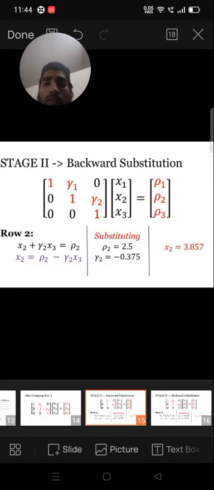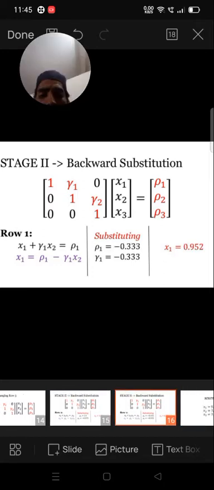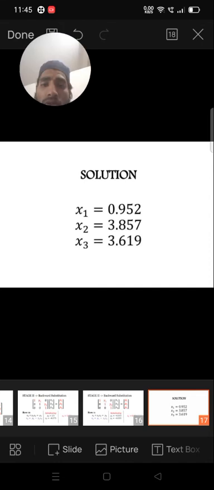Now stage 2: backward substitution. Here we take row 2 and substitute x3, the same as in the previous row 1, and this is the solution.